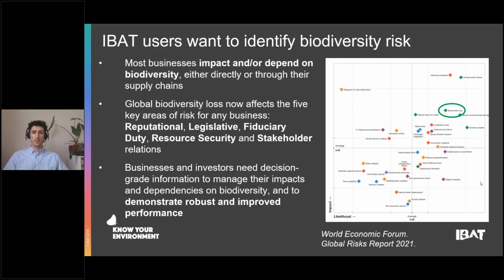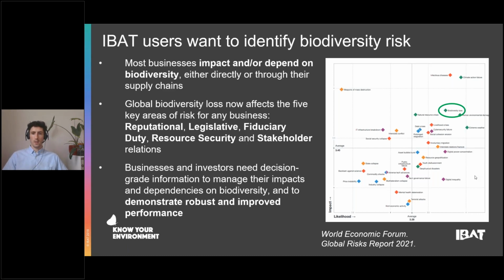Now, IBAT users are well aware of both biodiversity risk and also opportunities. Risk is probably something that still dominates. The World Economic Forum produces their Global Risks Report. And again, this year, we can see that biodiversity loss is at the forefront of major risks globally, both in terms of impacts and likelihood.